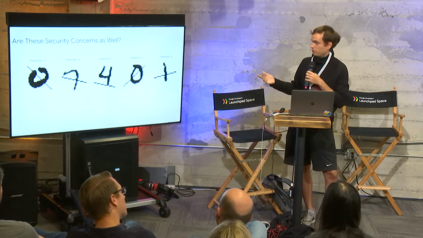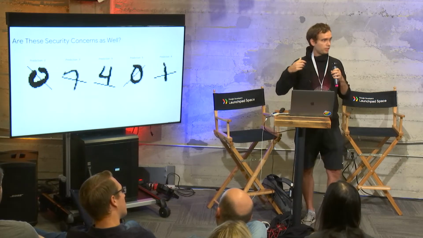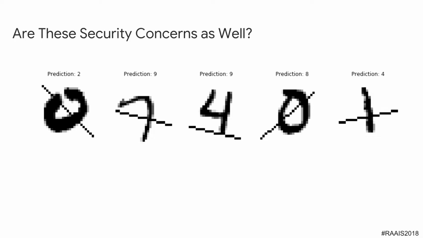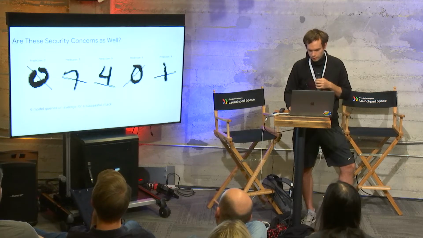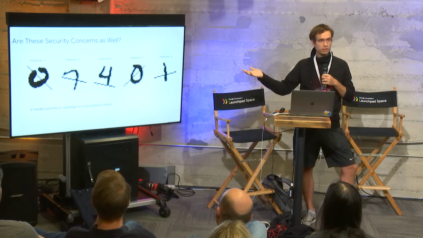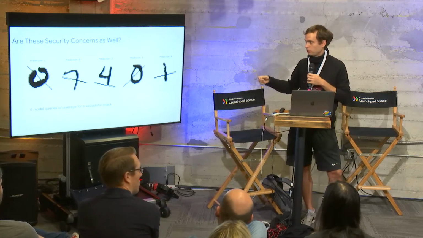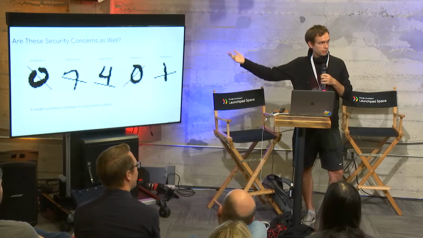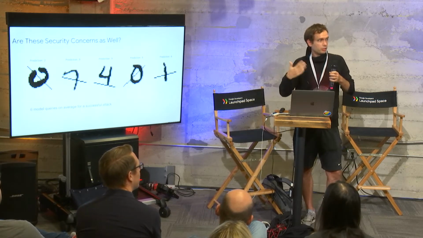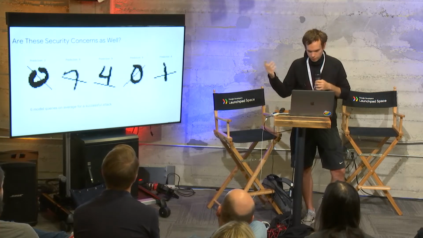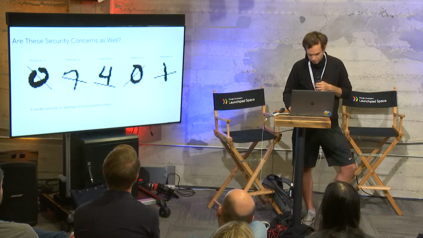All I did here was define a distribution of lines and apply lines at random. So here's a 0 I turned into a 2. The 7 I turned into a 9. The 4 I turned into a 9. The 0 became an 8, and the 1 became a 4. And I only needed 6 queries on average to fool the model in this case. So what this means is, if this were a deployed system and the attacker did this, they would only need to try 6 times before they would break it. So are these sorts of errors security concerns as well? That's the question I'm asking.